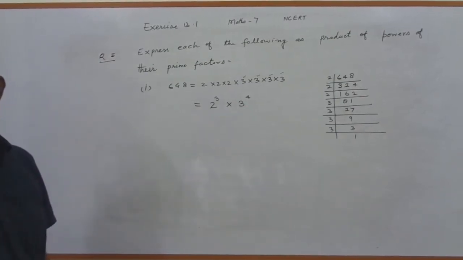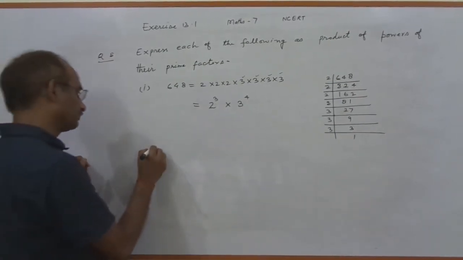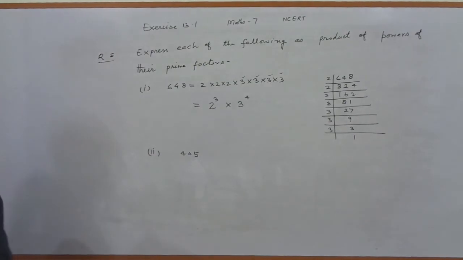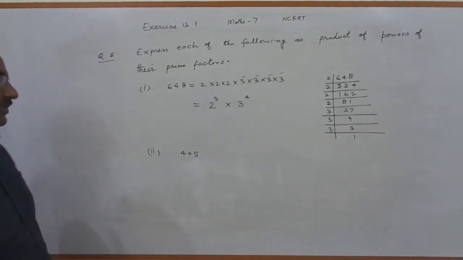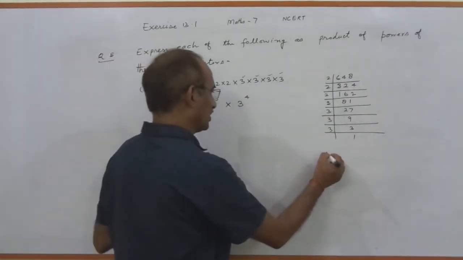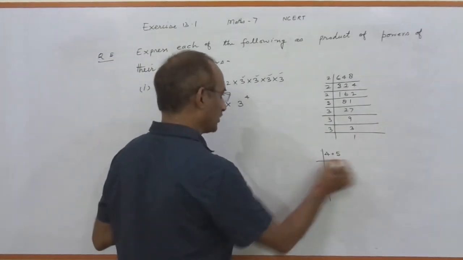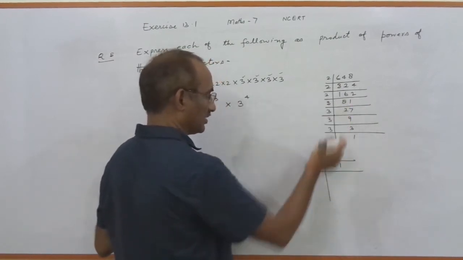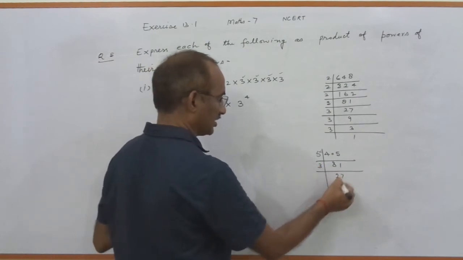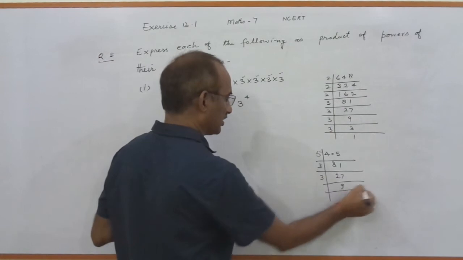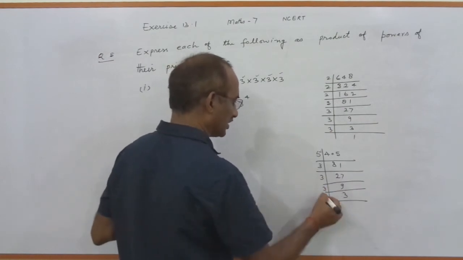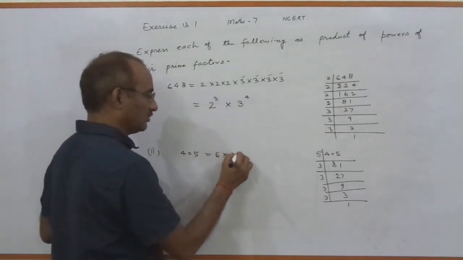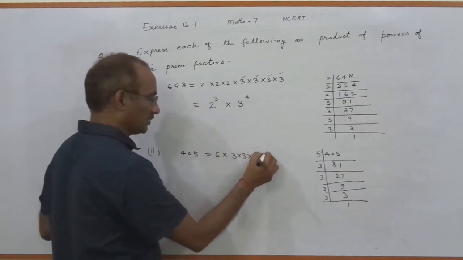Now the second question is 405. First of all, we have to find the prime factors of 405. It is divisible by 5, so we get 81. It is divisible by 3, and we get 27, then 9, then 3. So it can be written as 5 multiplied with 3 multiplied with 3 multiplied with 3 multiplied with 3.